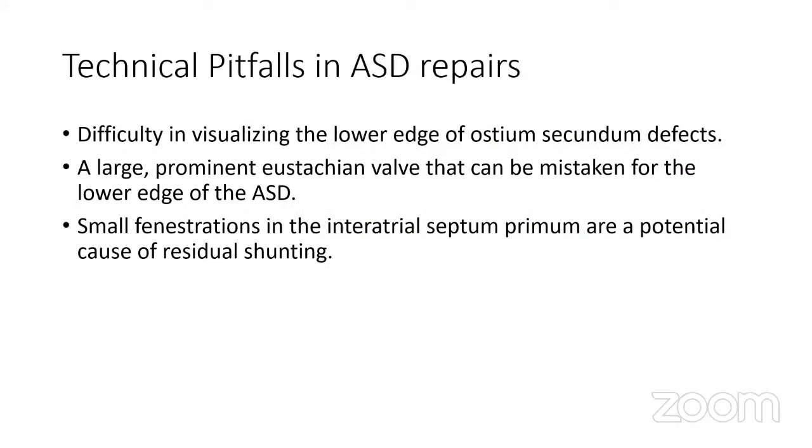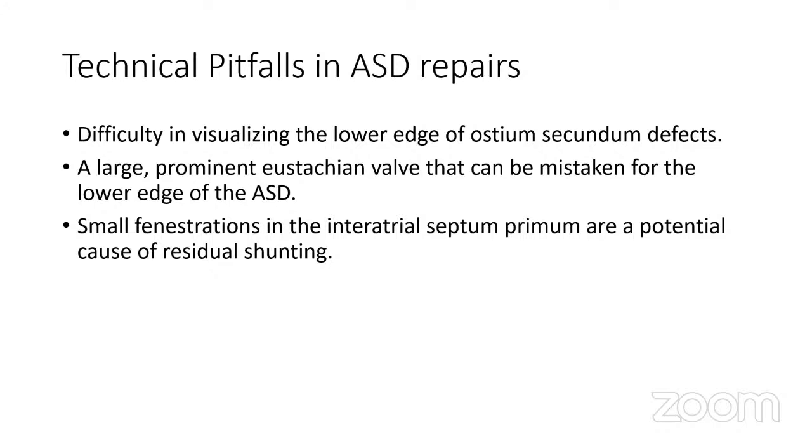Technical pitfalls in ASD repairs. Difficulty in visualizing the lower edge of the ostium secundum defects, especially if the inferior vena cava cannula has been placed too high. This is particularly true for patients who have no inferior rim and who have been declined for device closure. A large prominent Eustachian valve can be mistaken for the lower edge of the ASD. And as I mentioned before, suturing the edge of the ASD to the Eustachian valve would cause an obligatory right to left shunt from the IVC to the left atrium, and the patient will become cyanotic post-op.